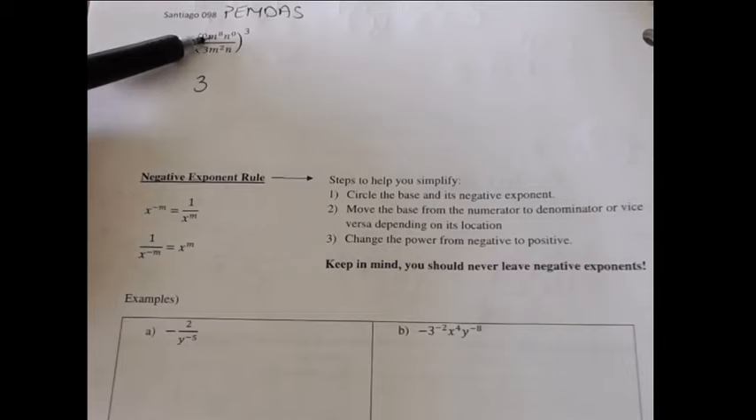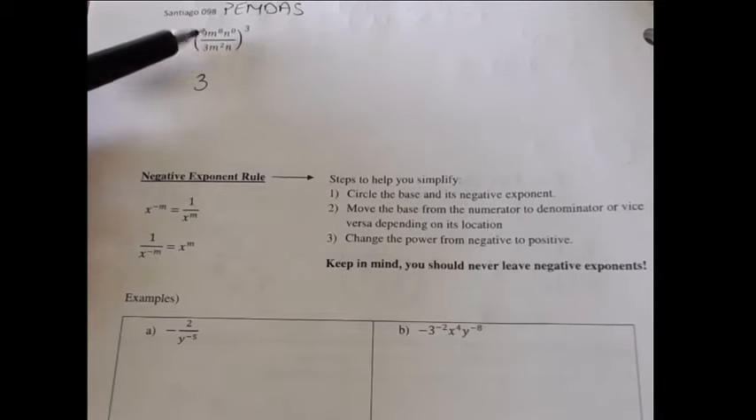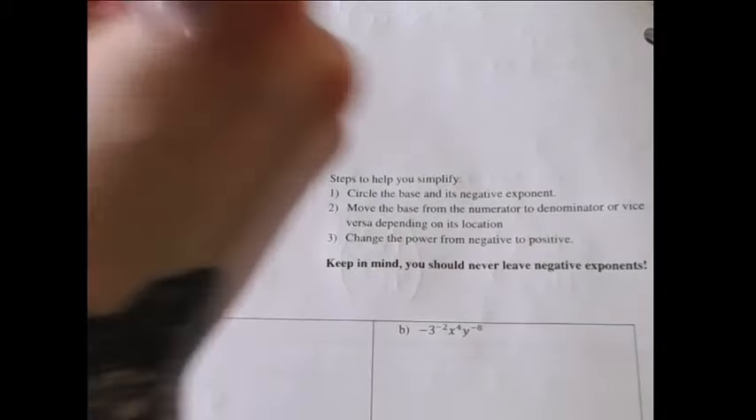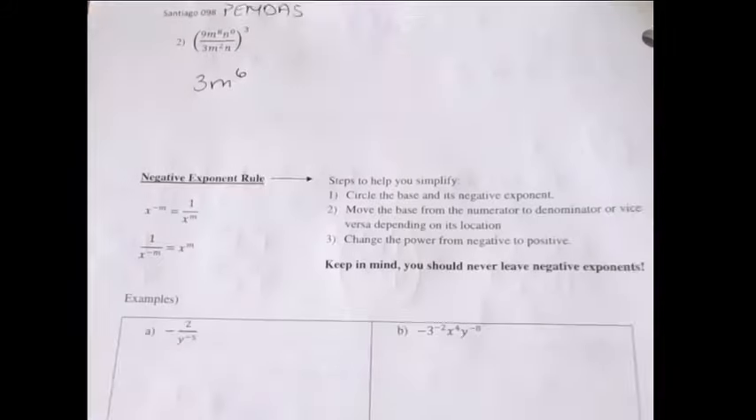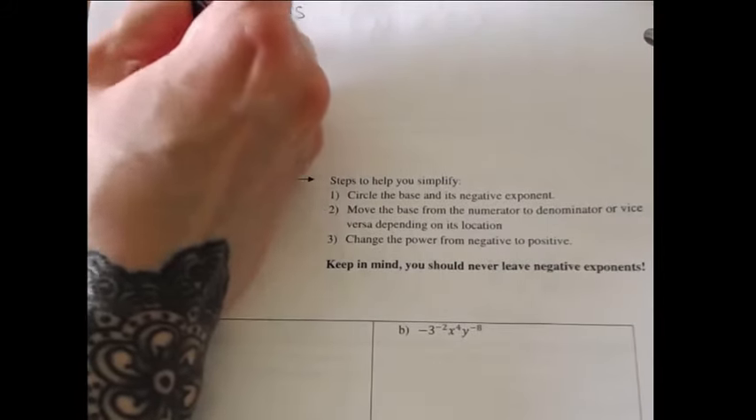M to the 8th over m squared. Here we are going to apply the quotient rule. So m to the 8th over m squared, you subtract the powers. 8 minus 2 is 6. It's heavier in the numerator, so we have m to the 6th by applying the quotient rule. And I'm going to make a note here that we're applying the quotient rule.